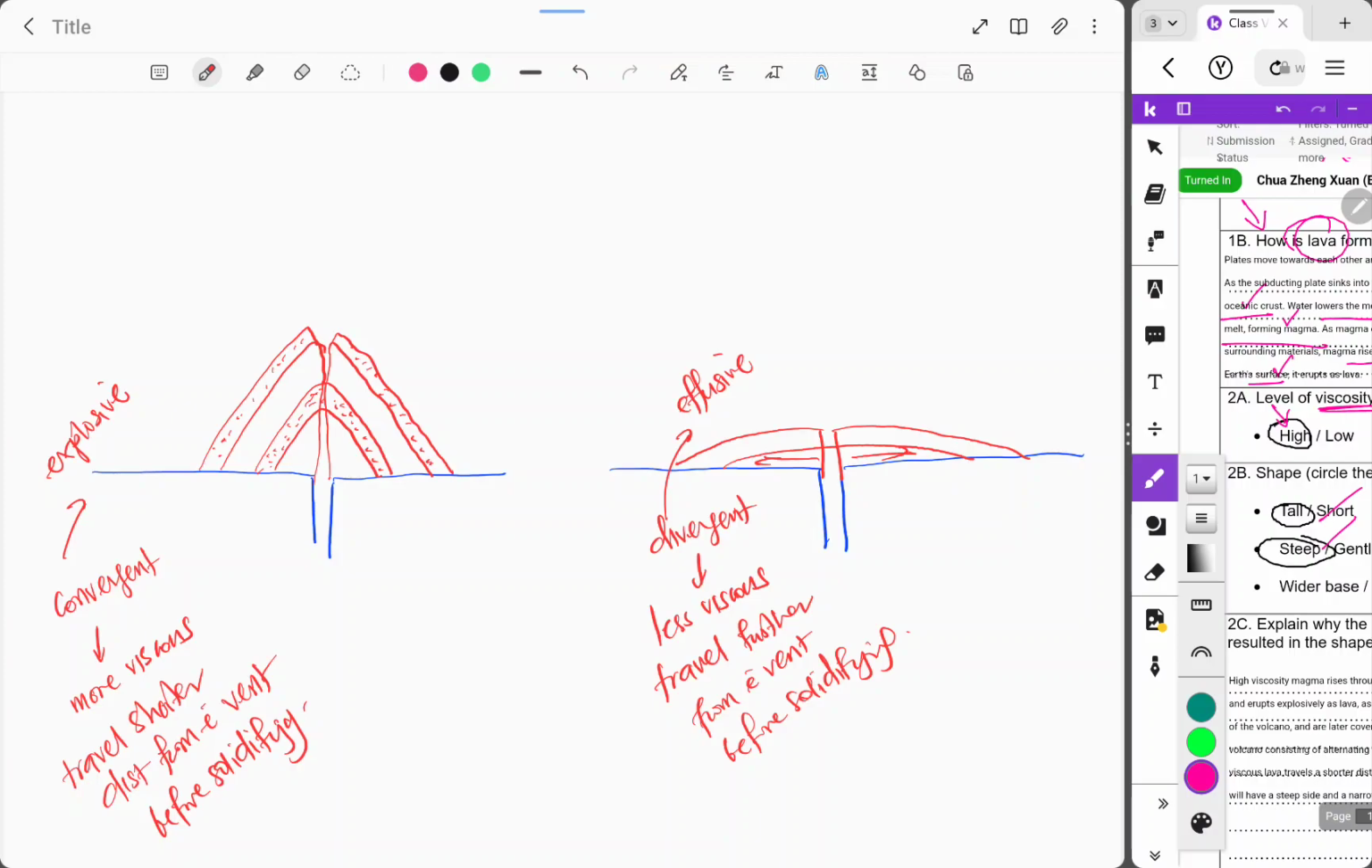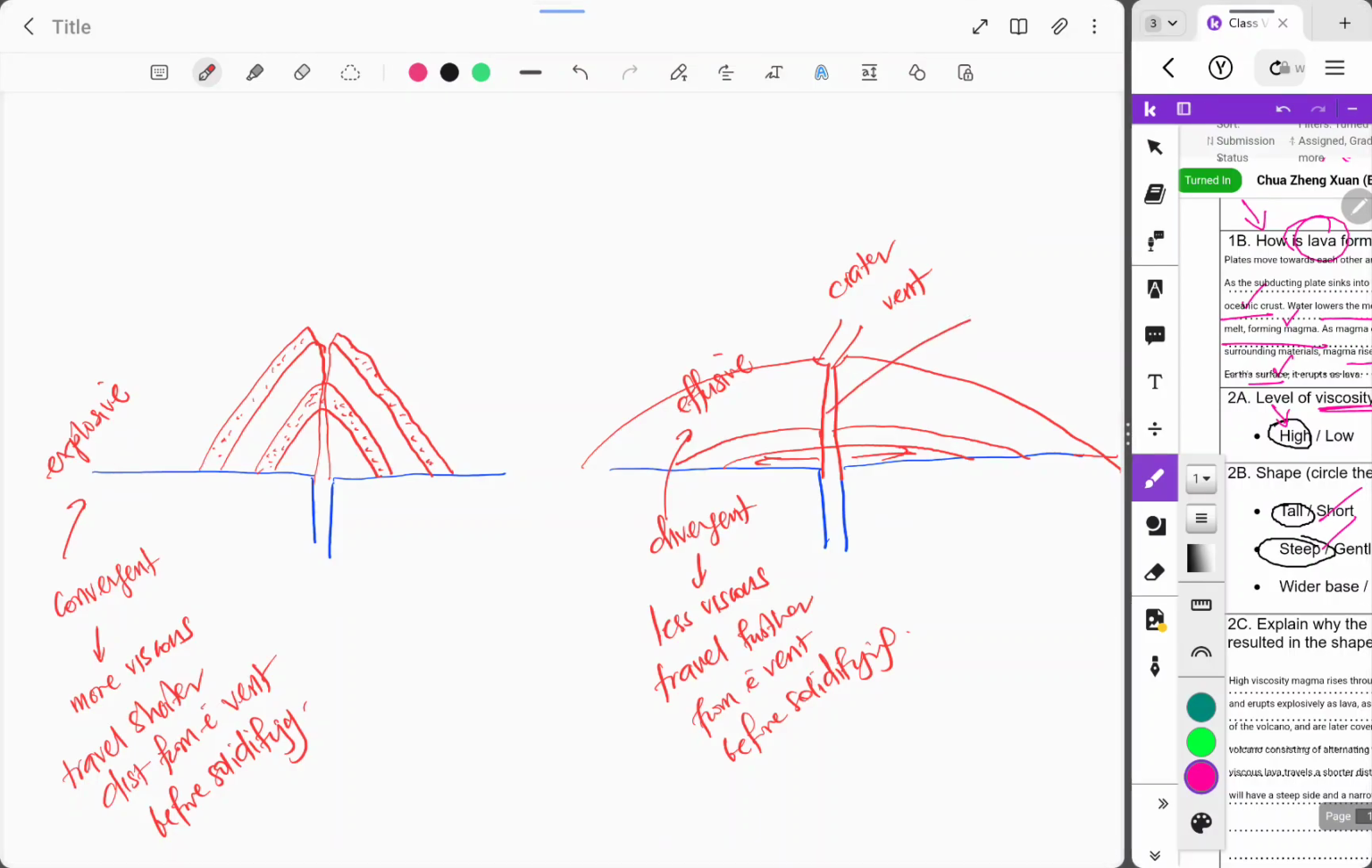Then it continues more and more and more until over time you end up with a volcano that looks like this. Now you realize I'm purposely drawing this. I want you to keep this in mind. This is what's called a crater. This is what's called a vent.